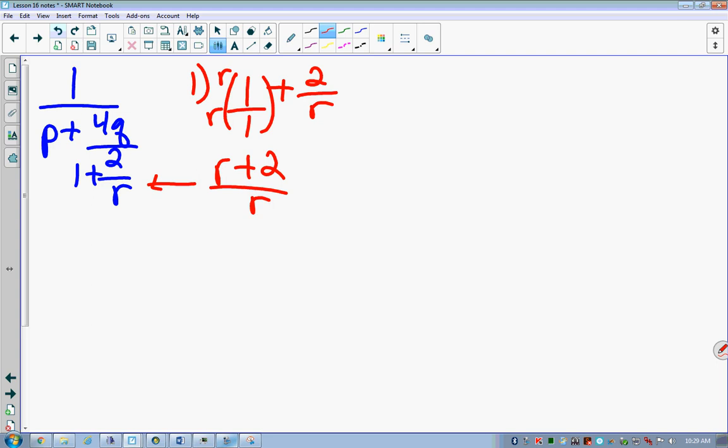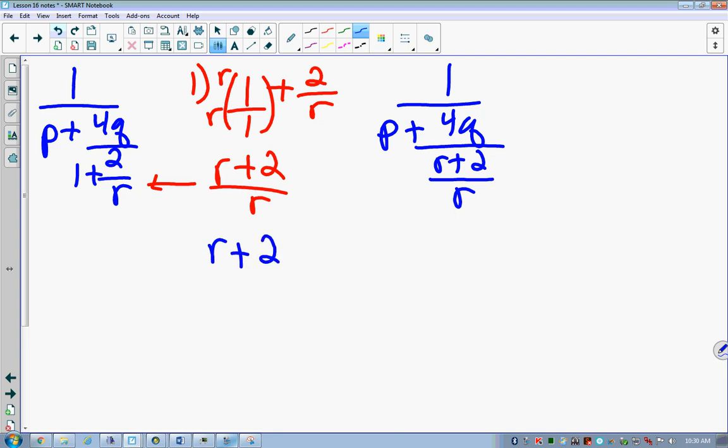Okay, so as I rewrite this, it's going to be 1 over p plus 4q over r plus 2 over r. Okay, so right here, I'm guessing Geneva, let's see. So this is r plus 2. It's really r over r plus 2 over r. All right, and that's how I'm getting r plus 2 over r. Does that answer your question?